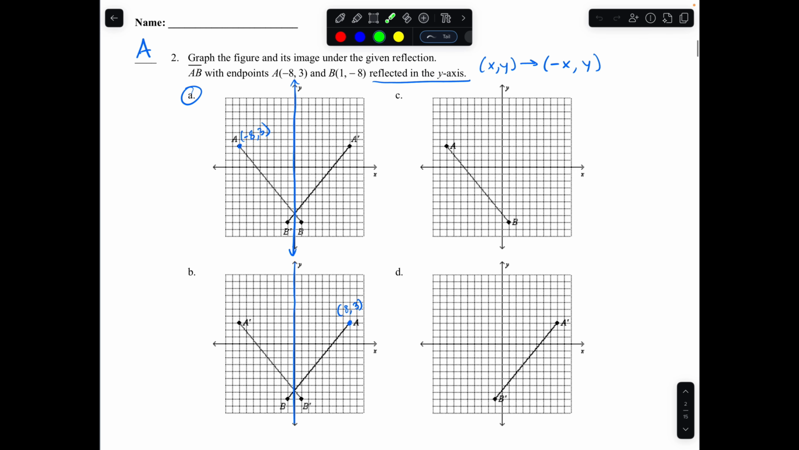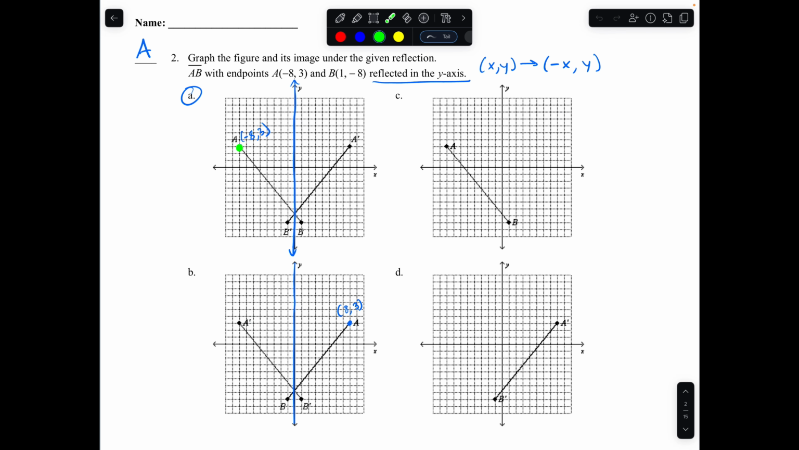Number two, graph the figure and its image. So right off the bat, it can't be C, it can't be D, because it only shows a figure, either the pre-image or the image, but it doesn't show both. So it's got to be A or B, and we want to see the graph that has line segment AB with these endpoints. And then the image, A prime, B prime, is going to be the result you get after reflecting across the y-axis.